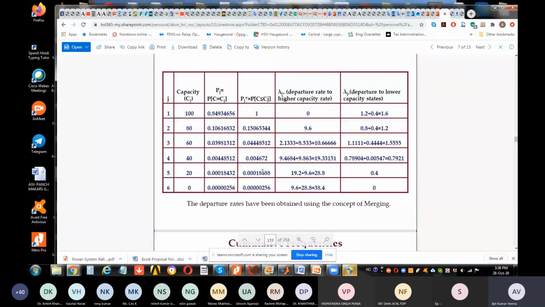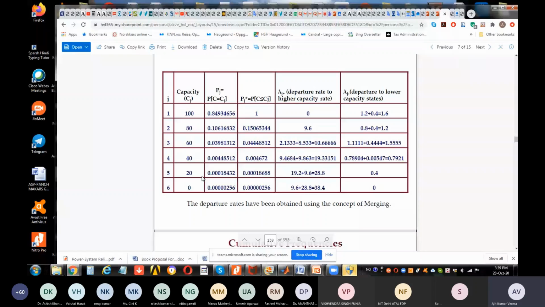Okay. Then from 0 to 40, that's a cumulative probability. Then from 0 to 60, that's a cumulative probability. You know, this star refers to cumulative probability. Then 0 to 80, so that's the cumulative. So we are simply adding up these two terms.